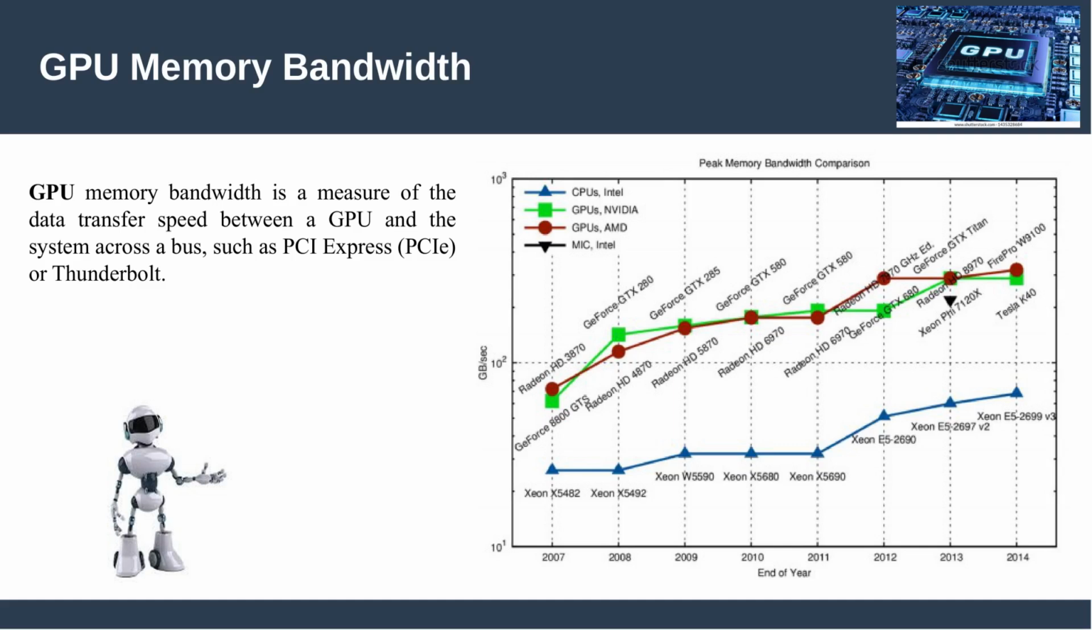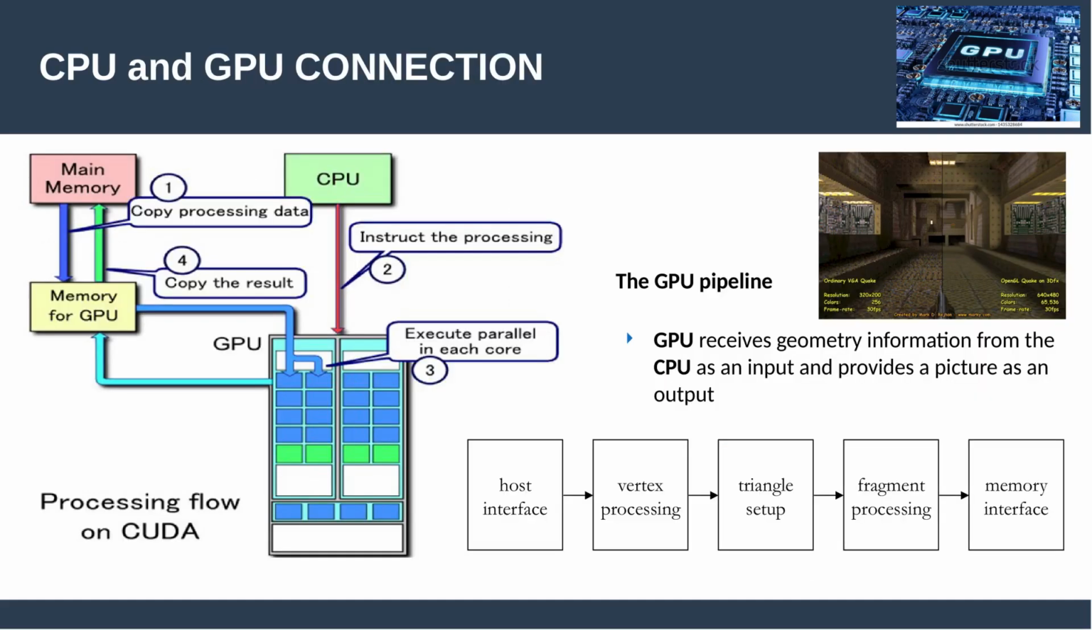High bandwidth is crucial for performance, enabling rapid data movement essential for tasks like gaming and scientific simulations. Efficient bandwidth utilization ensures smoother graphics rendering and faster computational processes. The GPU pipeline begins with the CPU sending geometry data to the GPU. This data flows through stages: host interface, vertex processing, triangle setup, and fragment processing, ultimately producing a rendered image.